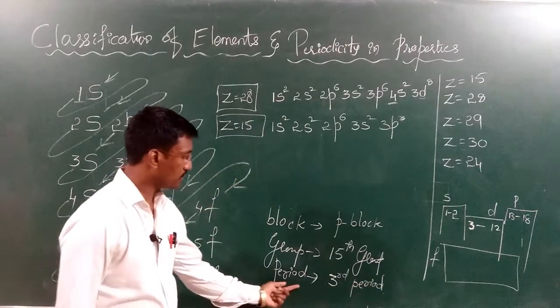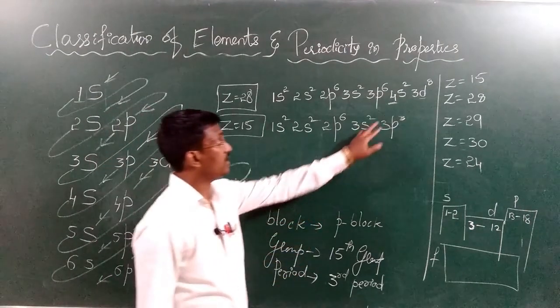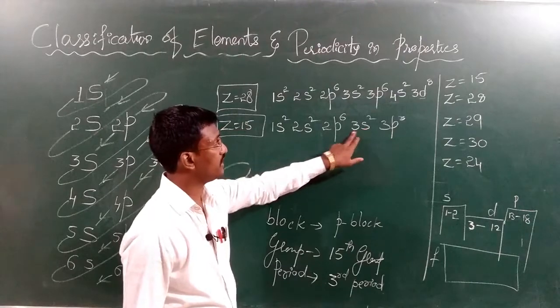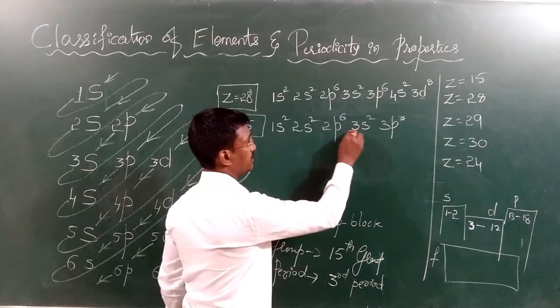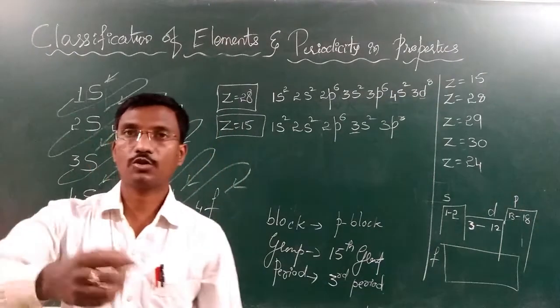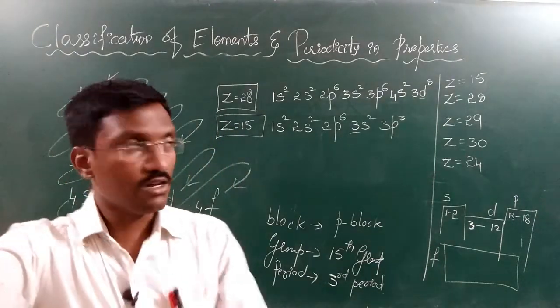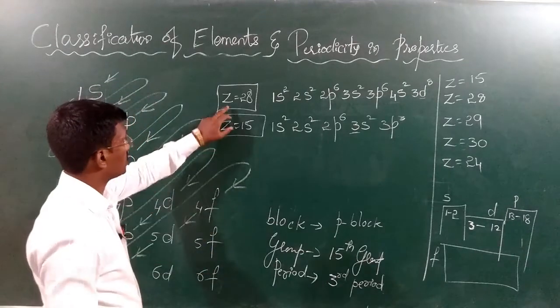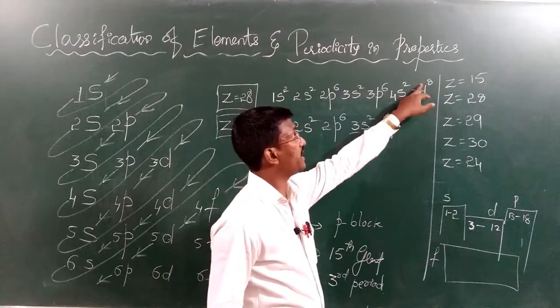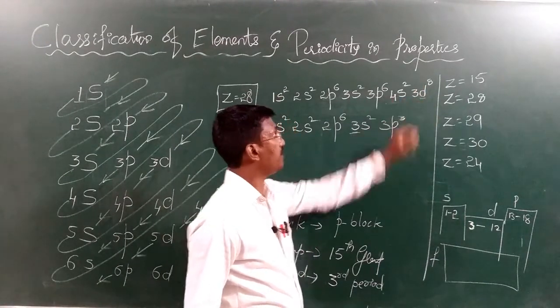To say the period, you have to look at the last shell. Here the last shell is 3. Therefore, this 3 indicates the period. It is in the third period. If you want to cross check, just look at the periodic table and cross check atomic number 28. It belongs to the d block, group 10, and period 4.